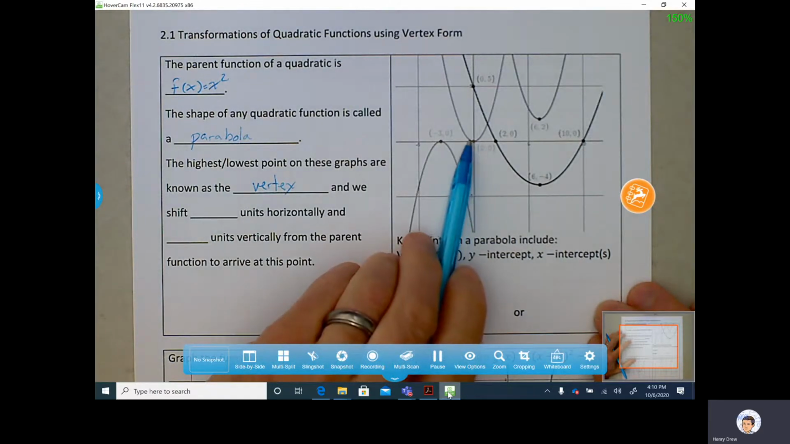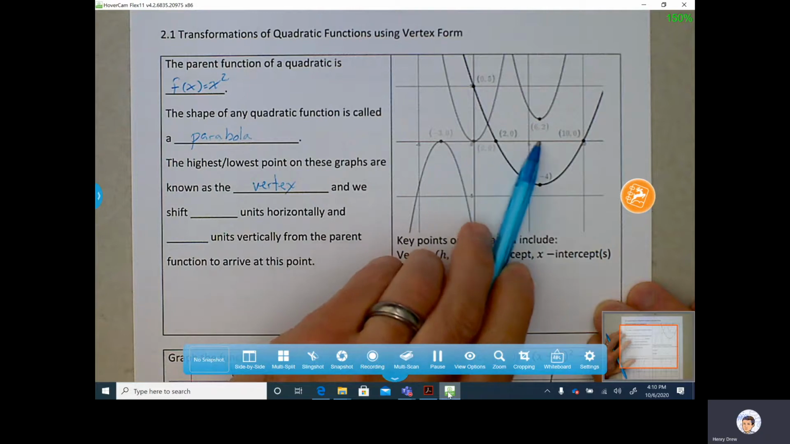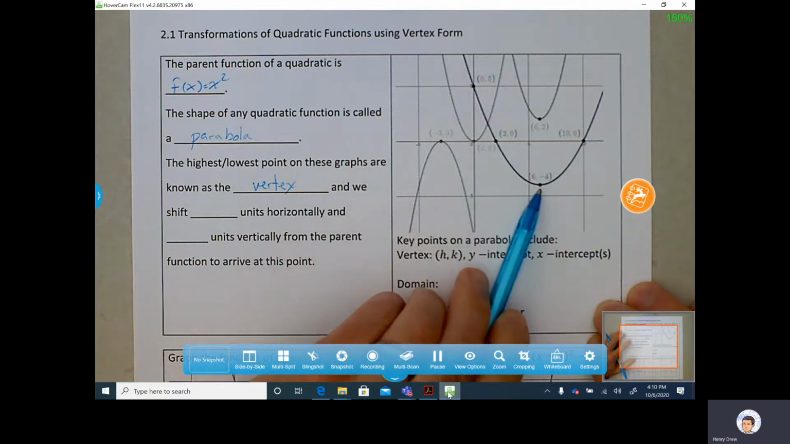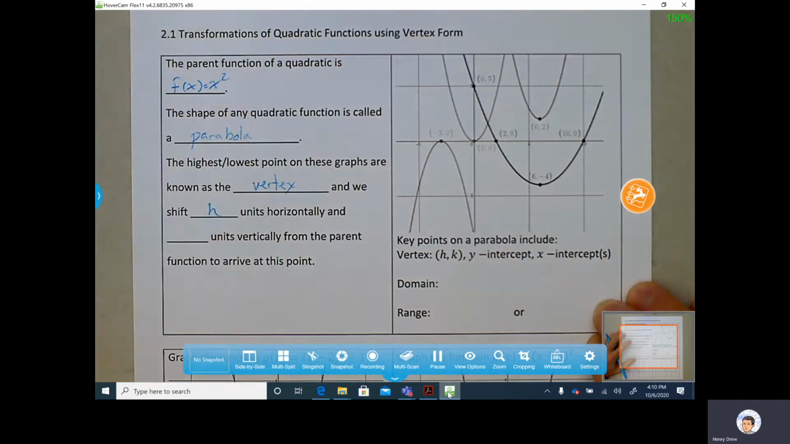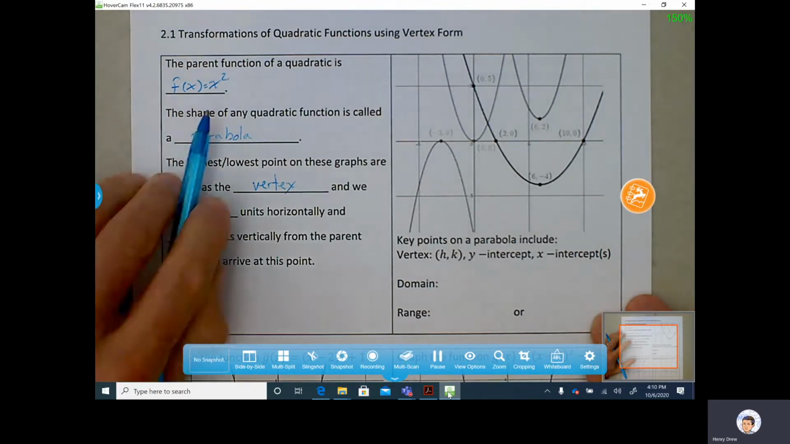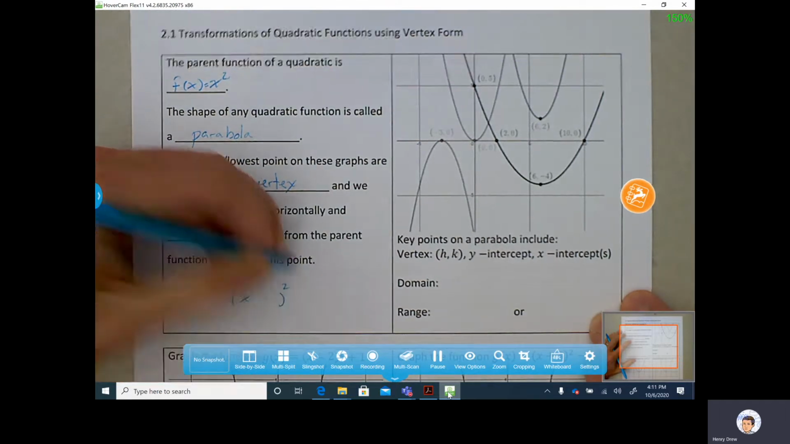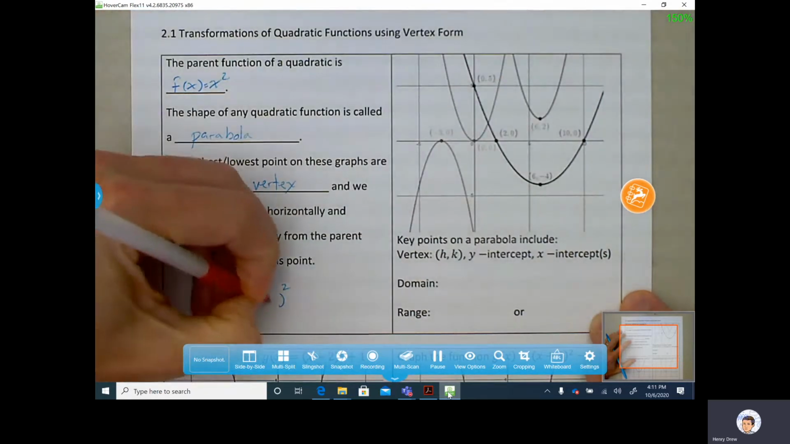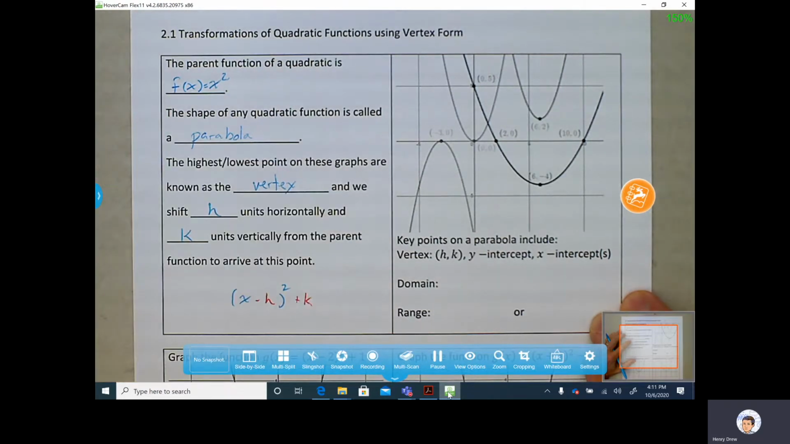In order for us to get from the parent function over, for example, to this new function, this transformation where we're at 6, -4, we would have to shift 6 units to the right and 4 units down. So we are going to shift h units horizontally, and we are going to shift k units vertically. So to take that parent function x squared, we can put in a minus h and a plus k to talk about how we are going to shift things.